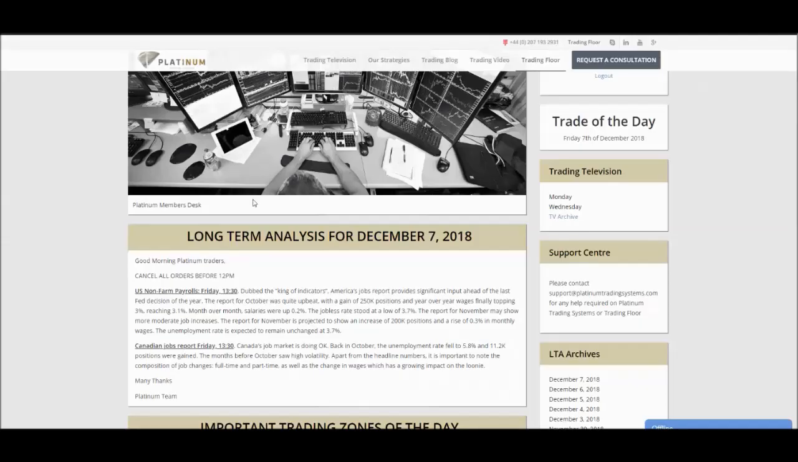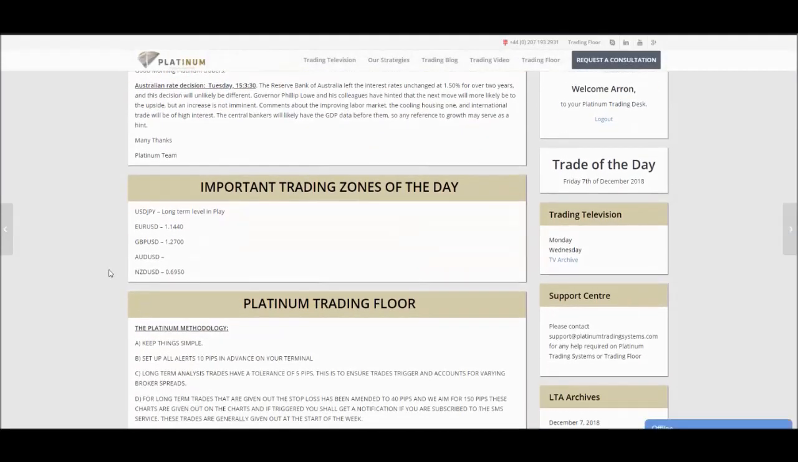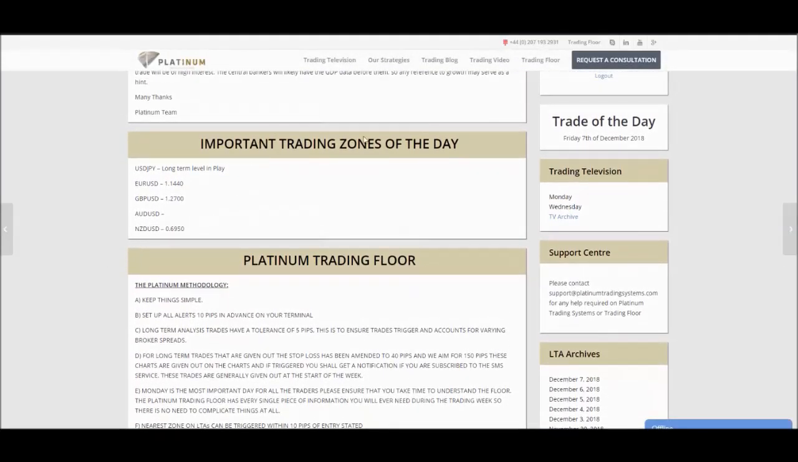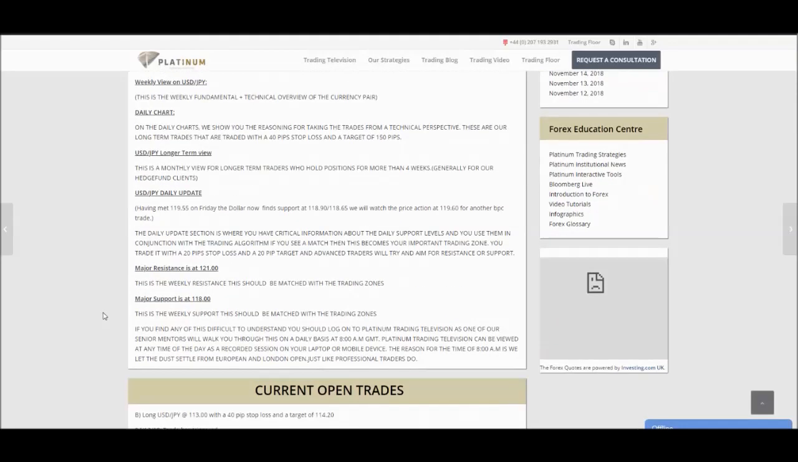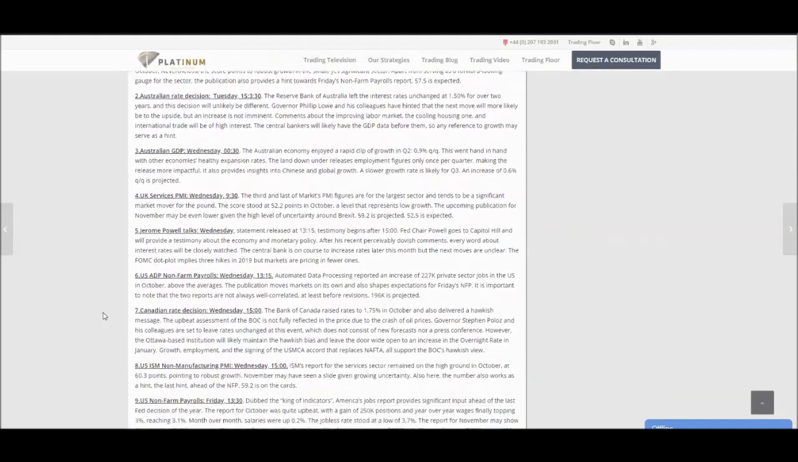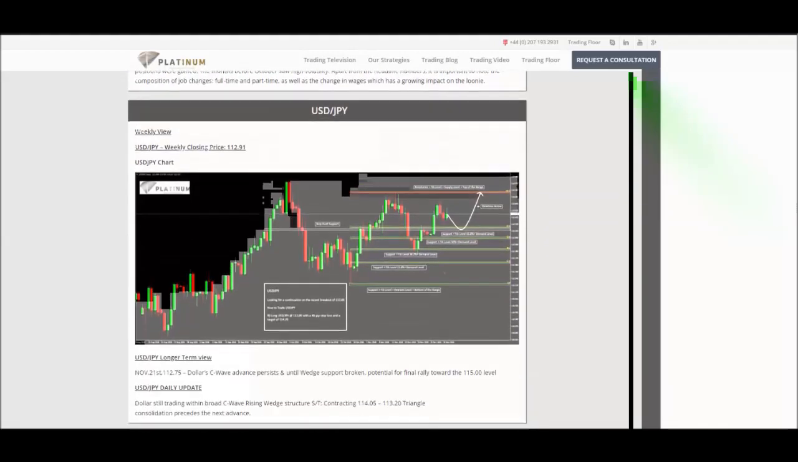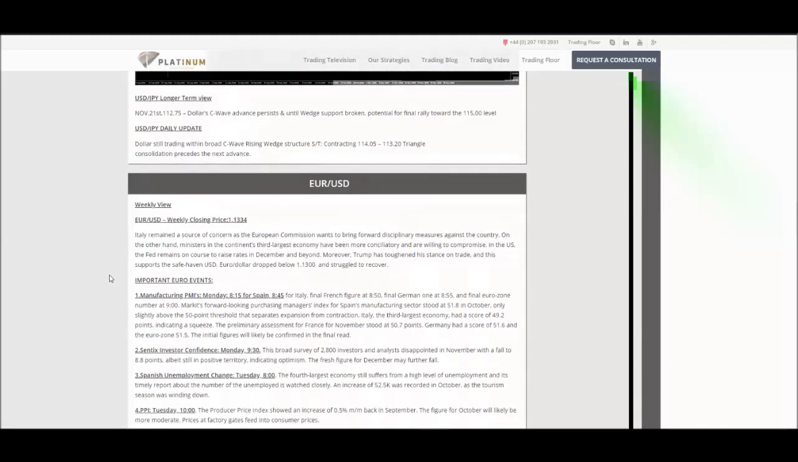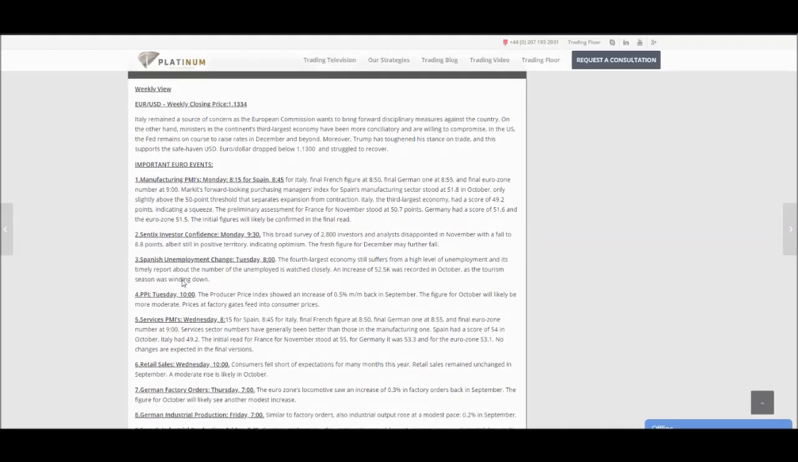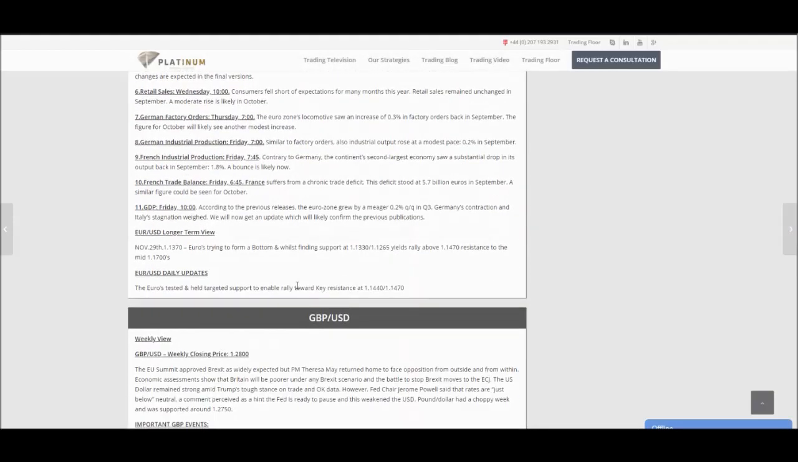Our members area is the area where we provide technical analysis, fundamental analysis, and trading opportunities on a daily basis. I'm going to take you to, let's say for example, this day here. We're going to scroll on down. You see that we have important trading zones of the day. We have some trading levels that are provided here. As we scroll on down, we've obviously got our fundamental views. We've then got technical views for different currency pairs, and we've got daily updates as well provided for each pair.